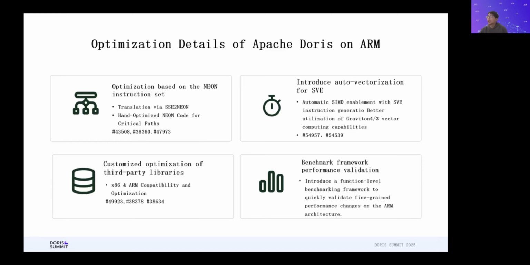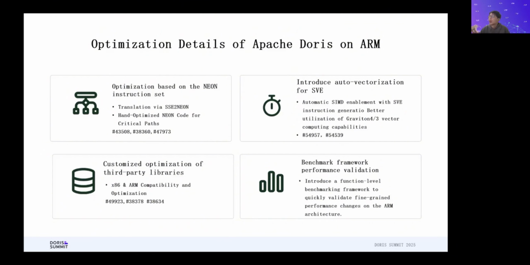Third, we introduced auto vectorization for SVE. SVE is the newest SIMD instruction set in ARM. This optimization helps us better use the vector computation capability of Graviton 4 and Graviton 3. Vector computation is critical for handling large amounts of data in parallel.